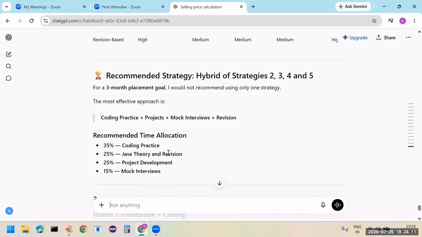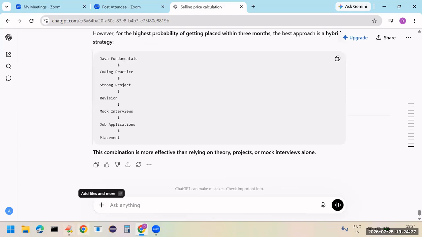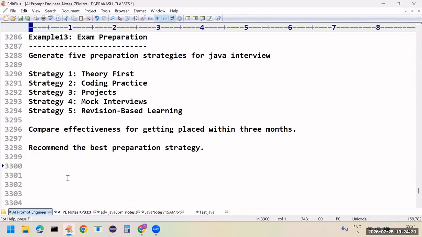Recommended hybrid strategies 2, 3, 4, 5. Hybrid strategy: 35% coding, 25% Java theory and revision, 25% project development, 15% mock interviews. Even it is giving the plan also. Clear, friends?